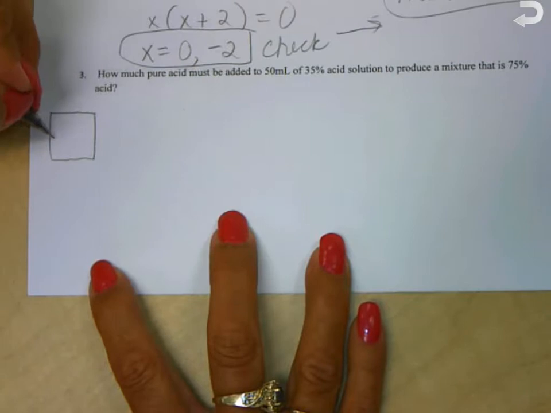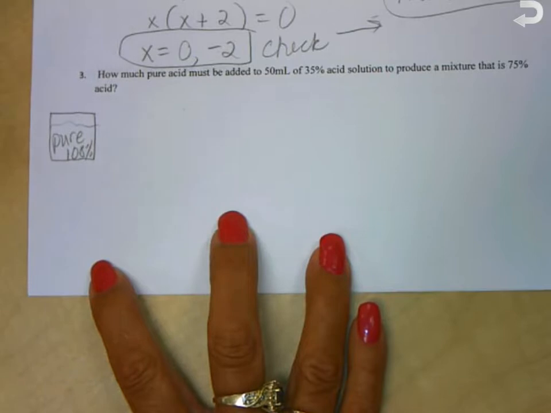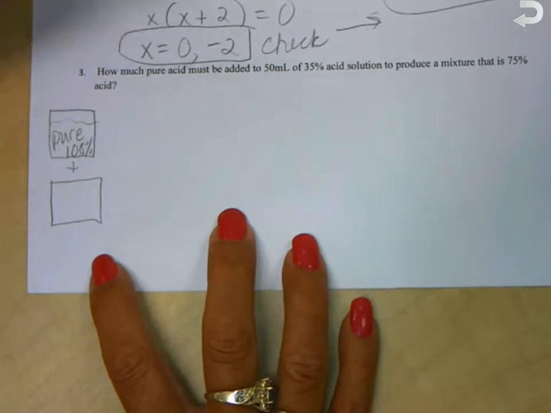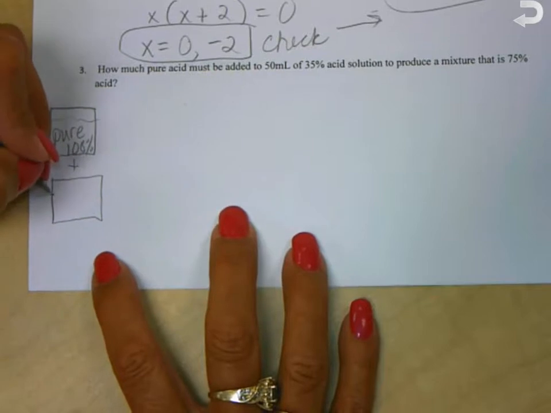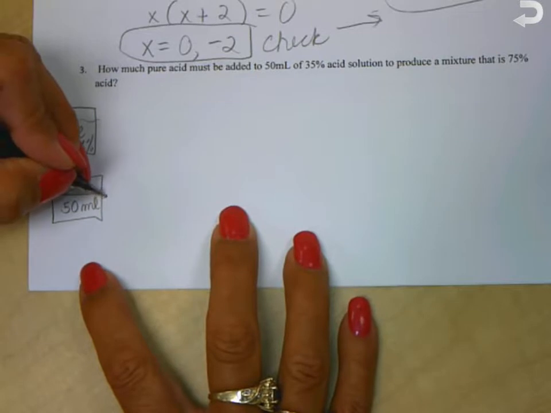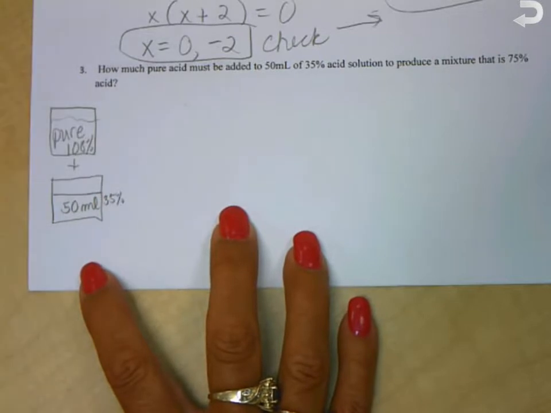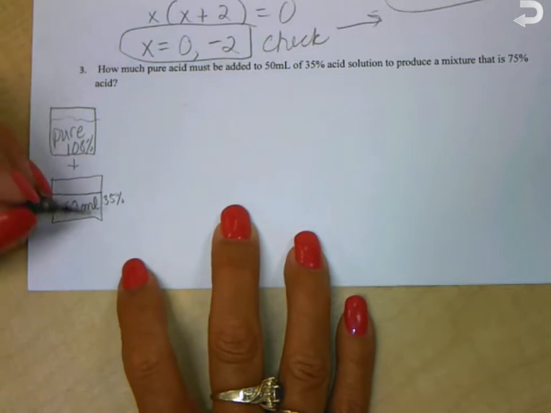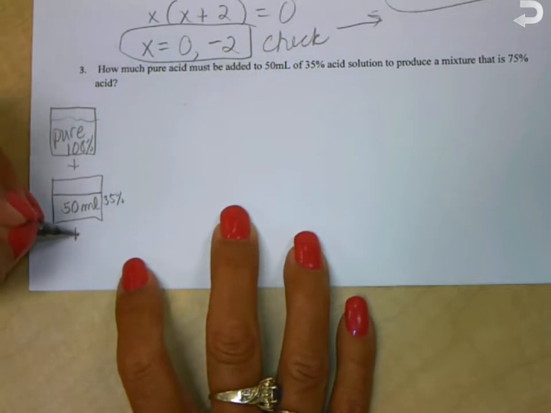I have a container that holds some pure acid. So it's 100% acid. And how much of it I have, it's an indefinite amount, because whatever amount I need, I will get. And I'm going to pour that into a container that has 35% acid solution in it, and I have 50 milliliters. So I have 50 milliliters of an acid solution that is 35% acid. The other part is water.